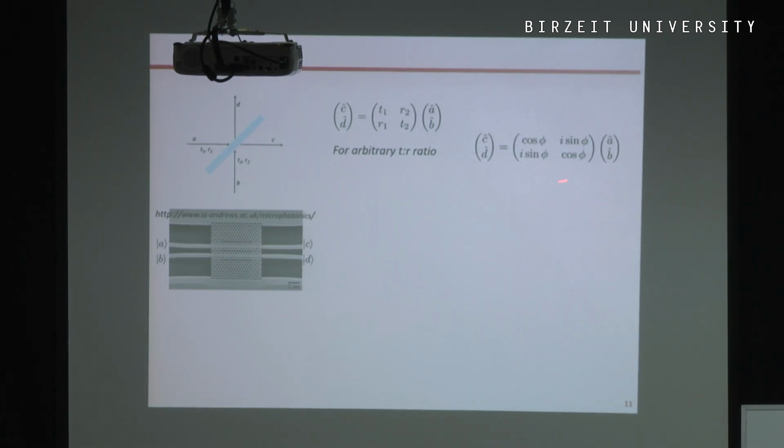You can express it through this very nicely looking matrix, which only contains cosines and sines of some completely arbitrary angle phi. This angle is adjusted only to give you the correct ratio of transmission and reflection. So for example, if I want a 50-50 beam splitter, of course I go for 45 degrees or pi/4, because then both cosine and sine are 1 over square root of 2. This i appearing here tells you that there is a phase offset between transmitted and reflected light.